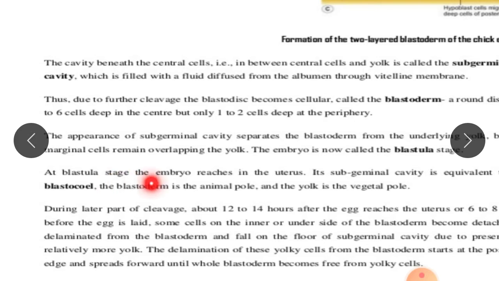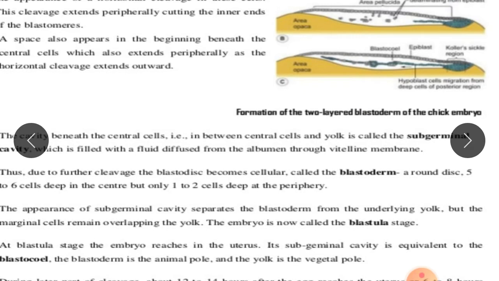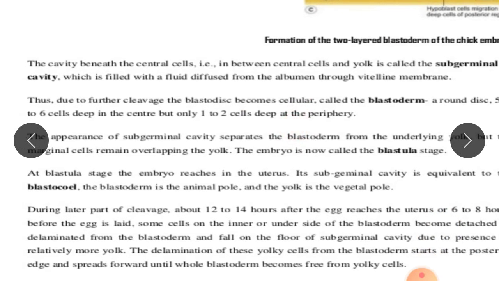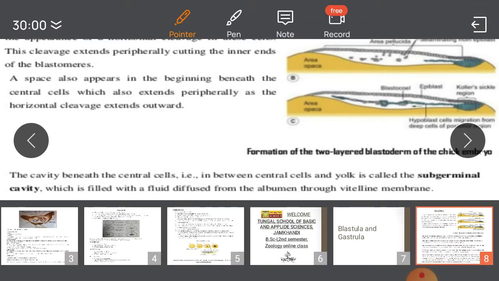At the blastula stage, the embryo reaches the uterus. Its subgerminal cavity is equivalent to the blastocoele. Therefore, this stage is called the blastula stage. The blastoderm is the animal pole, and the yolk side is the vegetal pole.